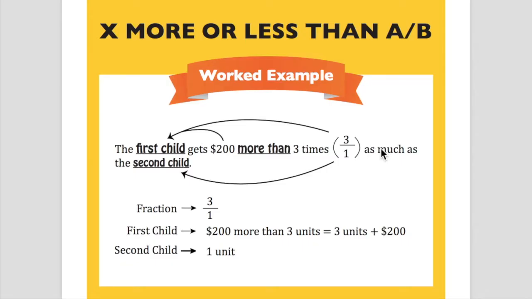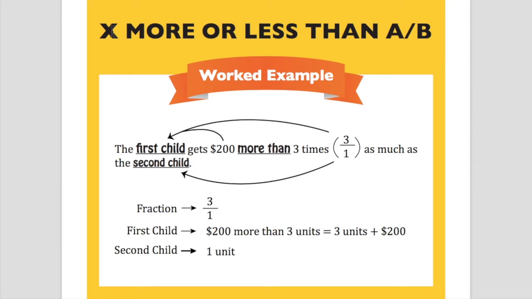Right, so we have reached this level, right? X more or less than A over B. So let's look at that one just again, right? It says the first child gets $200 more than 3 times as much as the second child. So remember, this is entity A, and this is entity B.